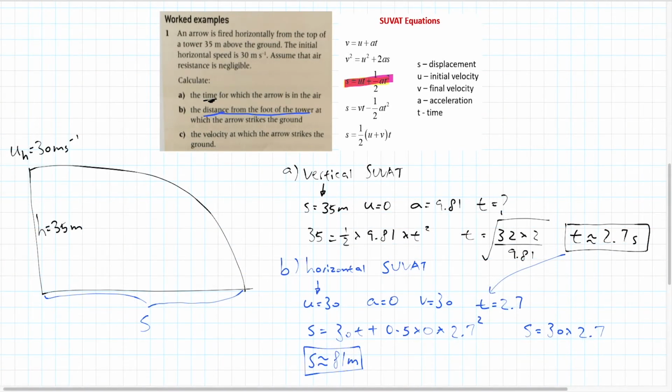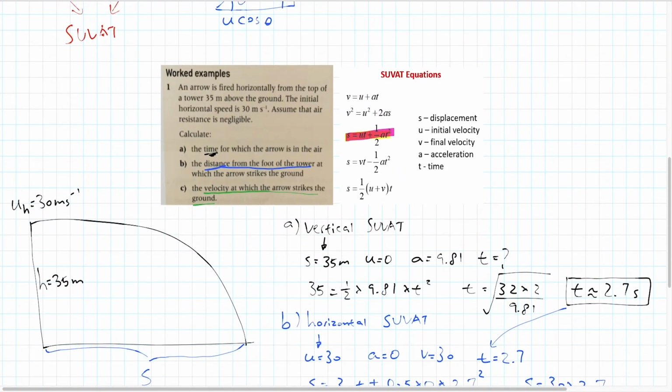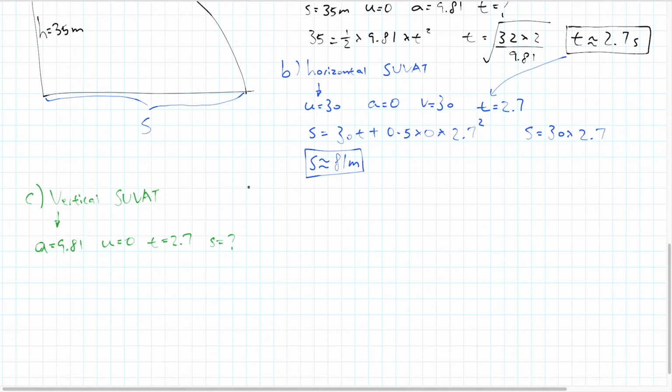The last part is C, where we must find the final velocity of the arrow. In this case, we use vertical Suvat. Again, acceleration is 9.81, initial velocity is 0, and time is 2.7 seconds. What Suvat equation should we use? The equation used is v equals u plus at, as we know u, a and t, and we need to find v. Now bring in the values. v equals 0 plus 9.81 times 2.7, which roughly gives us 26.5 meters per second.